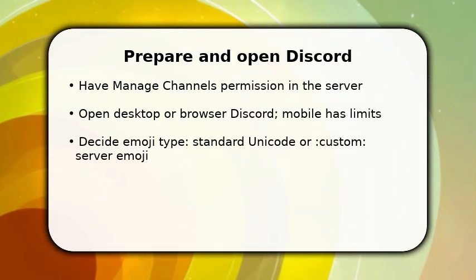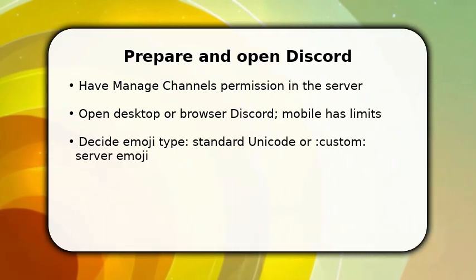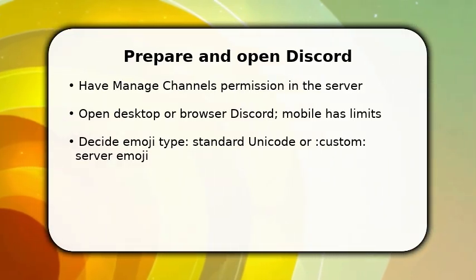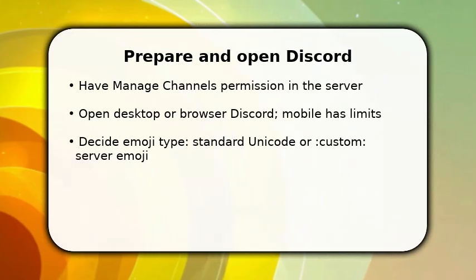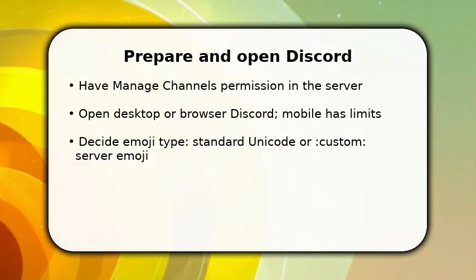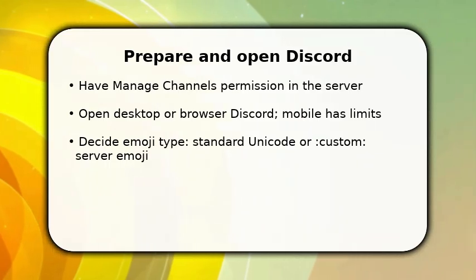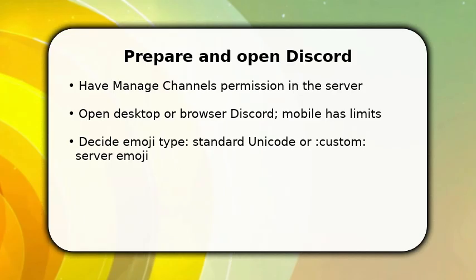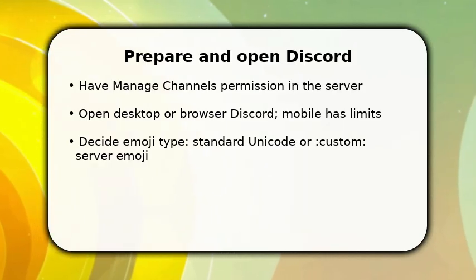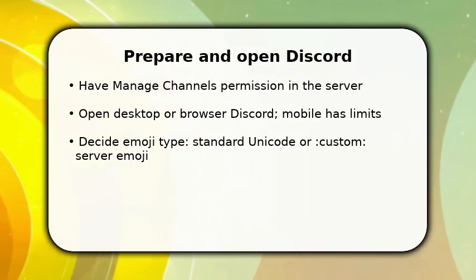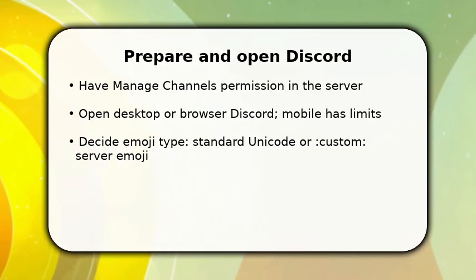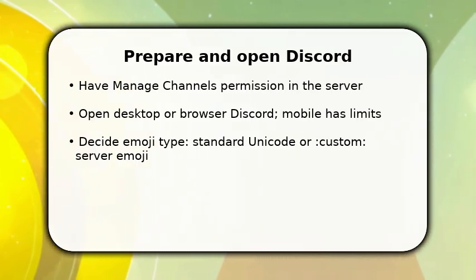You start by confirming you have Manage Channels permission. Without it, you can't edit names. Next, open Discord on desktop or browser because copyable emoji entry is easier there. Choose whether you want a Unicode emoji or a server custom emoji. Custom emoji require the emoji name in the format :emoji_name:, and the server must have the emoji uploaded.